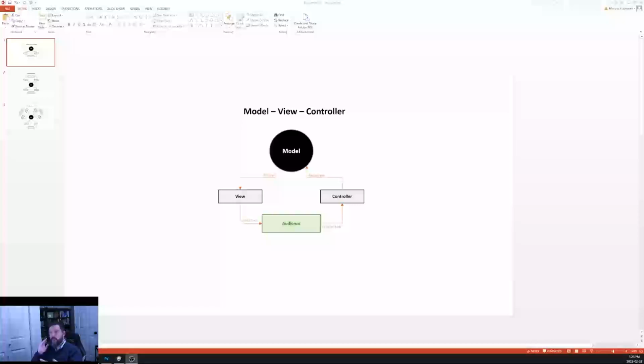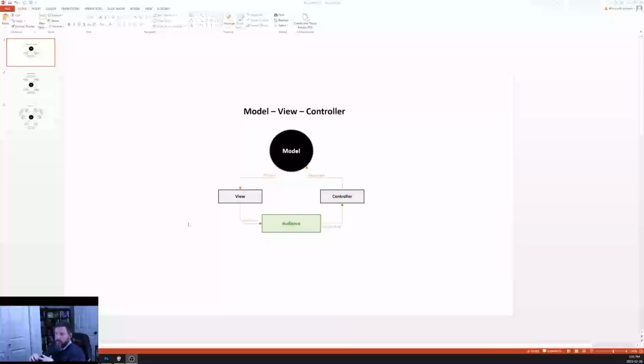So model view controller is a design pattern for software architecture that describes the way that users interact with a game or any kind of software system. And it involves three components and an audience. So the first component is the model, and the model is essentially all the things that are happening underneath the surface, the raw mechanics, the engine of the thing.